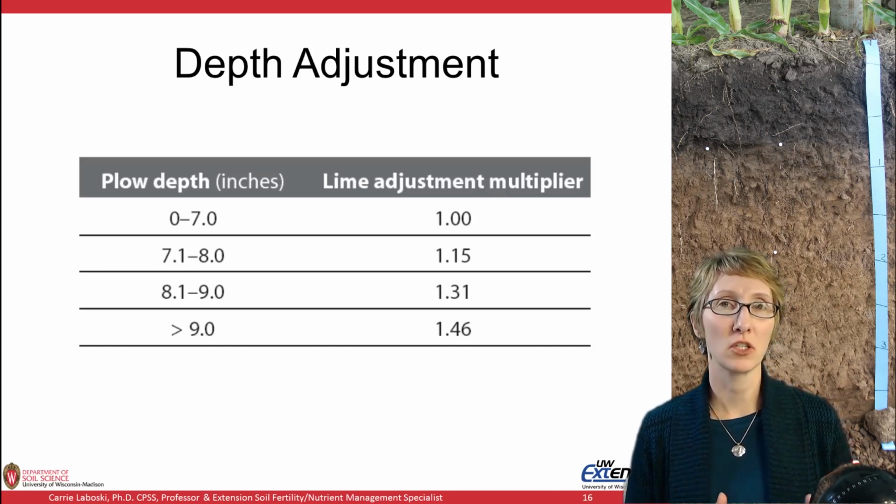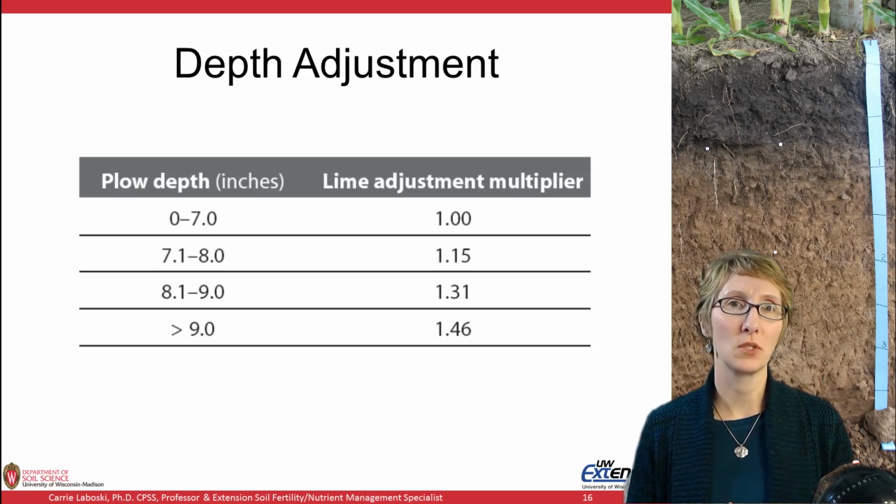Now we do have some additional adjustments to these recommendations based on the depth of sampling, or we'll call it plow depth. So, if you sampled up to 7 inches deep, there's no adjustment for the lime recommendation factor. But if you start tilling deeper into the soil for deeper incorporation, you would adjust the lime recommendation upward by multiplying it by one of these factors. And that's just because you're incorporating lime into a greater amount of soil. You want to make sure there's enough there to neutralize all of the acidity.